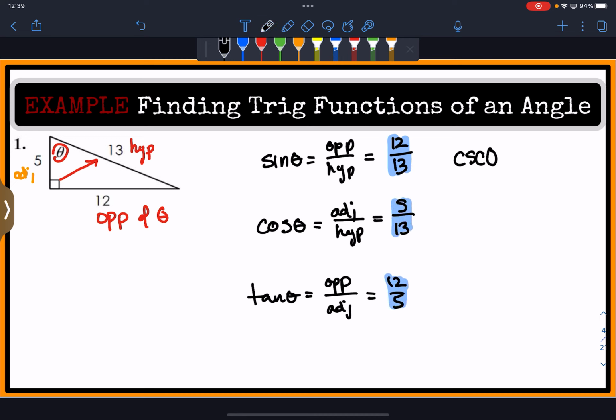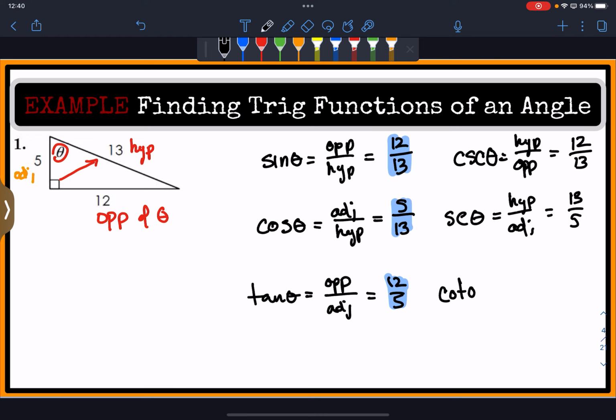cosecant of theta is the hypotenuse divided by the adjacent. I'm sorry, by the opposite. So that's 12 over 13. The secant equals dividing the hypotenuse by the adjacent side, which those numbers are 13 over 5, and cotangent divides the adjacent side by the opposite side, which are 5 over 12.